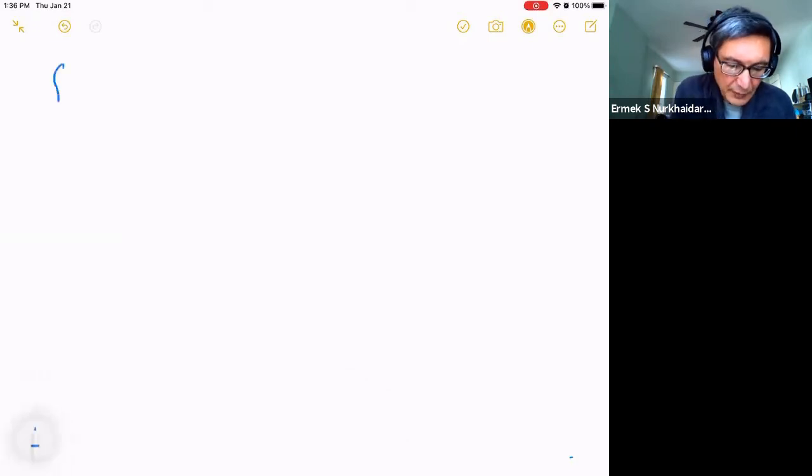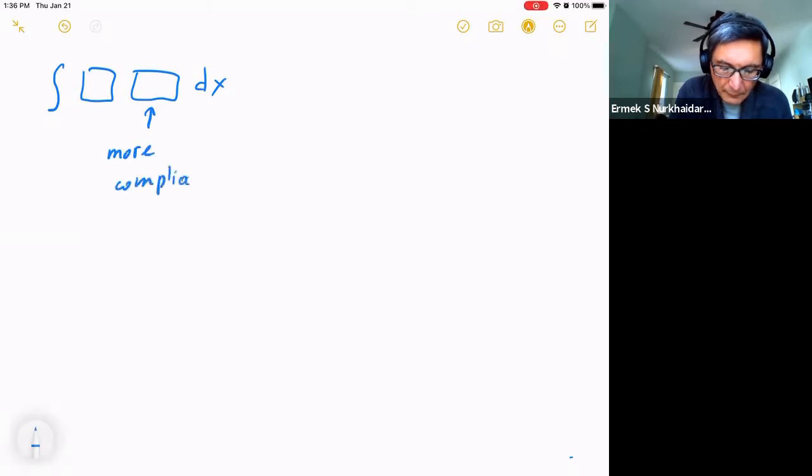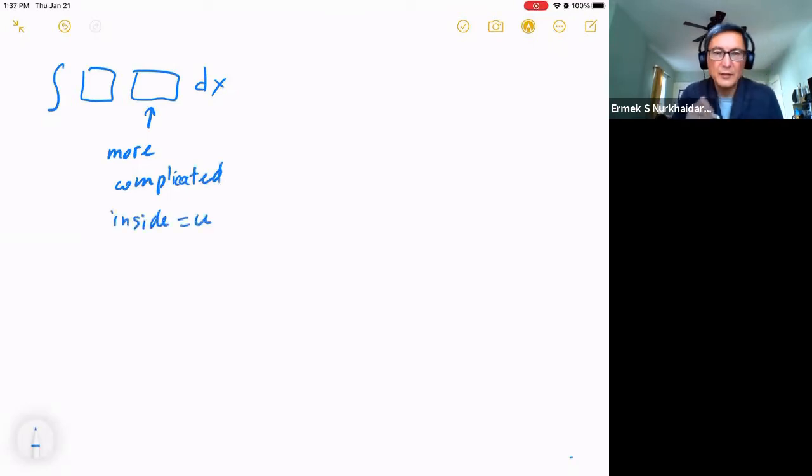So we have an integral, and say inside the integral we have two boxes, and say we have the variable dx. When we have two of them, or when we look at a more complicated one, pick the inside part of it. The inside part is going to be u. That's our rule of thumb for choosing the substitution.